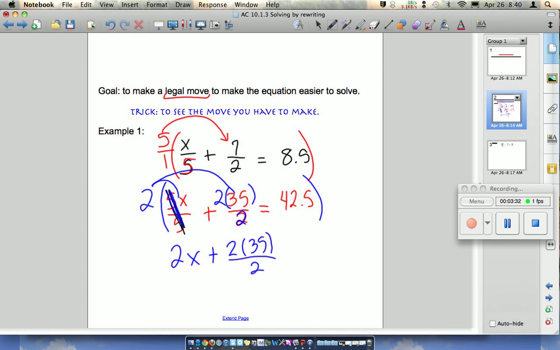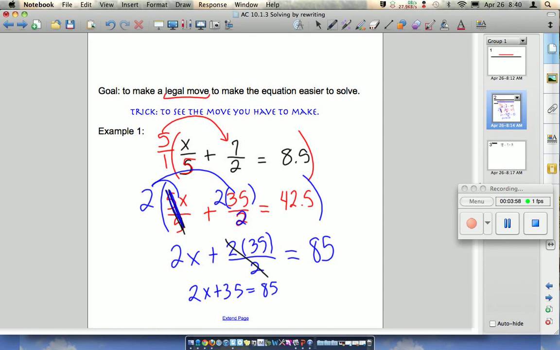I'm not even going to multiply that out, I'm just going to cancel them. Eventually you'll get so good at this you won't have to show your work. And then I'm going to do 2 times 42.5, which creates 85. Good, I got rid of that decimal as well. So now my equation is really as simple as 2x plus 35 equals 85.